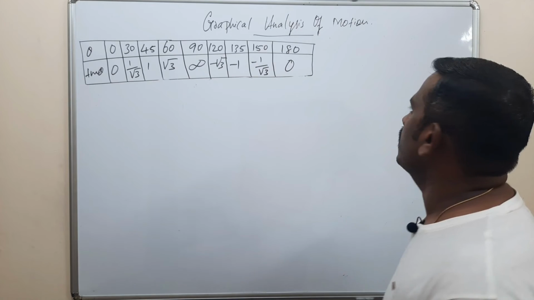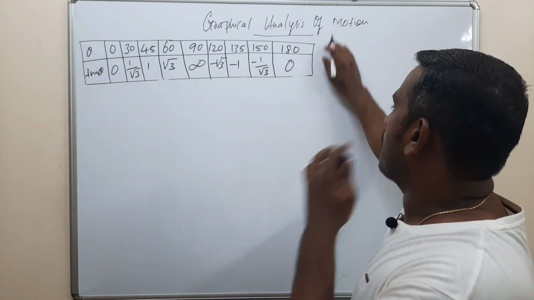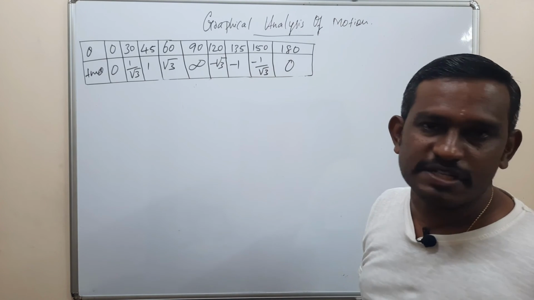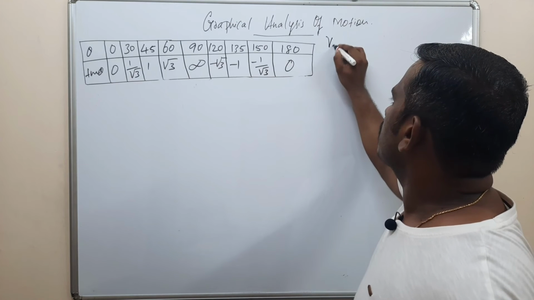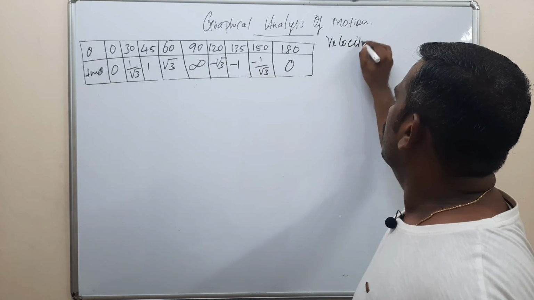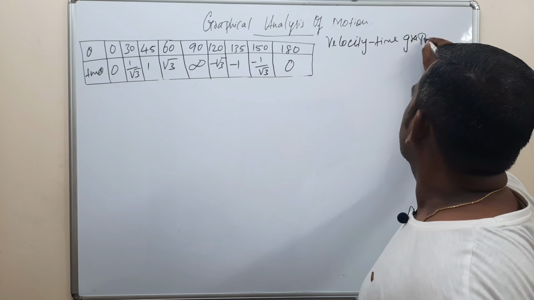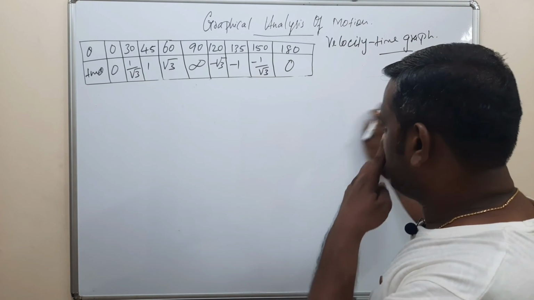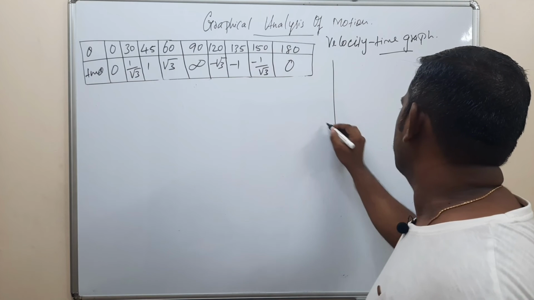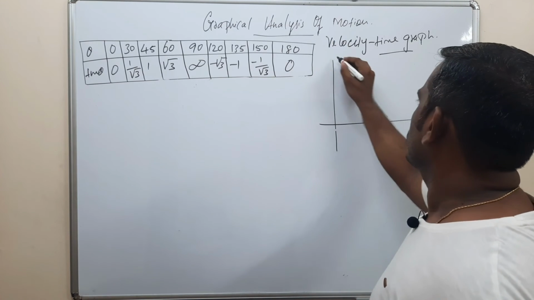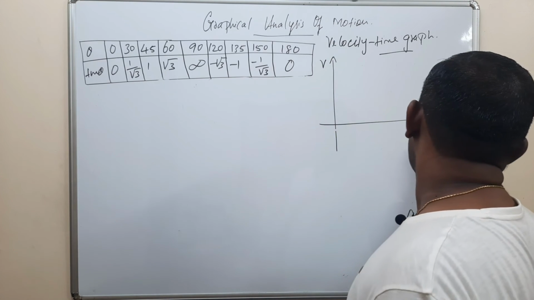So the next is the velocity time graph. So far we have discussed the displacement time graph. Now, the velocity time graph. Okay, consider a velocity time graph, velocity versus time.